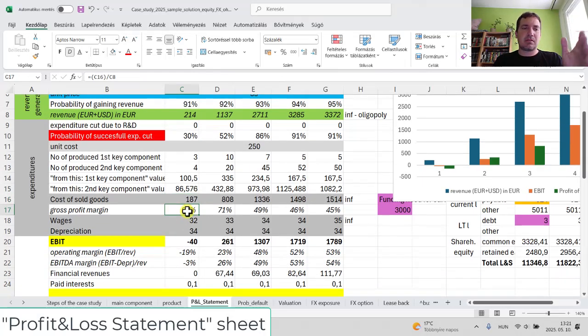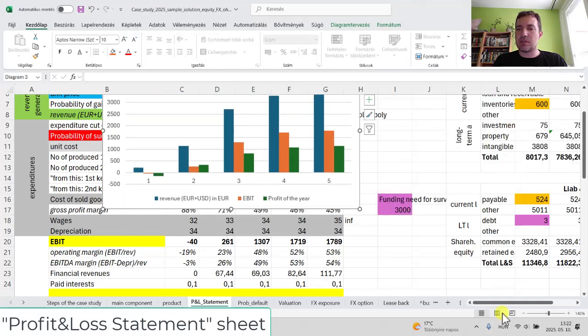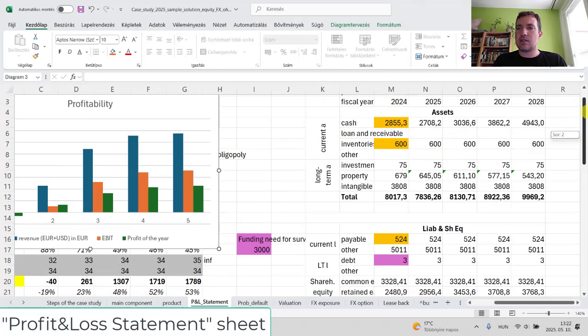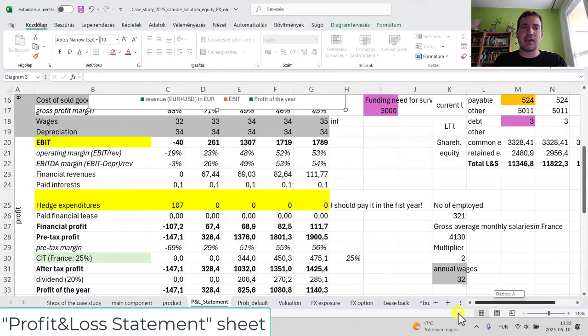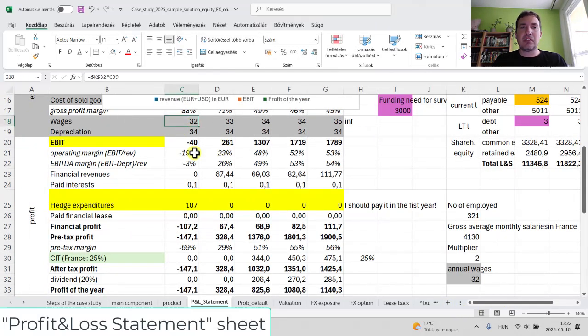And then automatically it calculates the gross profit margin. After that, we have some wages, we have some depreciations. The depreciations will come from the balance sheet. Again, we don't have to touch that as well. We don't want to fire anyone, so we can keep it that way. And after that, we can see that we have EBIT, financial revenues, paid interests, and also hedge expenditures.